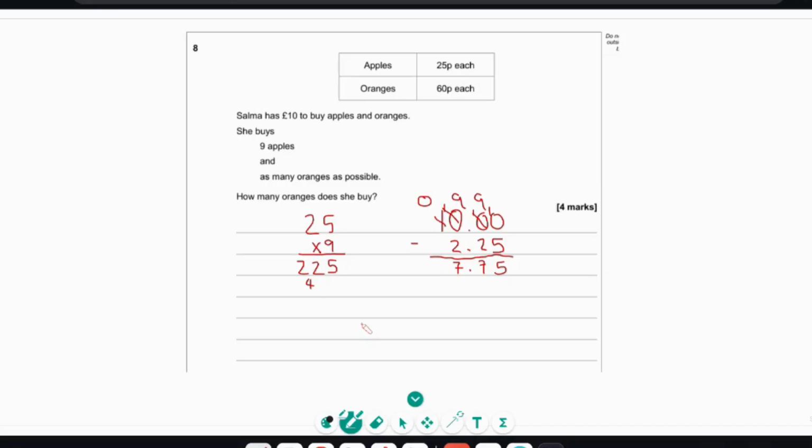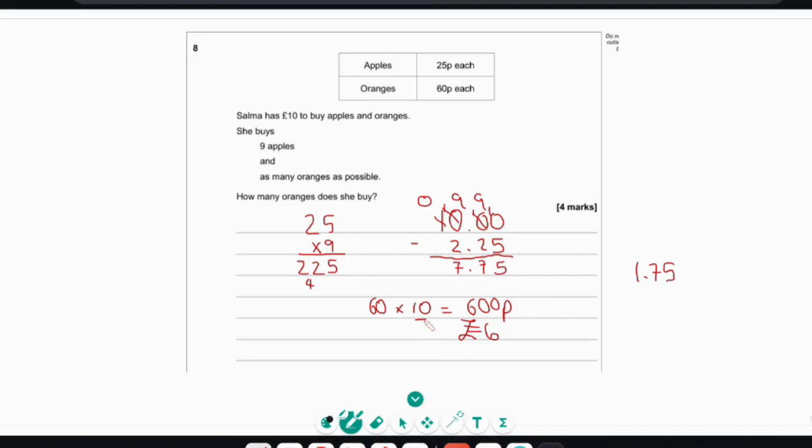Okay, each orange costs 60p. So, there's a few different ways you can do this. So I'm thinking 10, 60, I'm going to use a bit of a trial and error method. 60 times 10, 10 oranges, 600 pence, £6. So you can see we've got £1.75 left to spend on oranges.